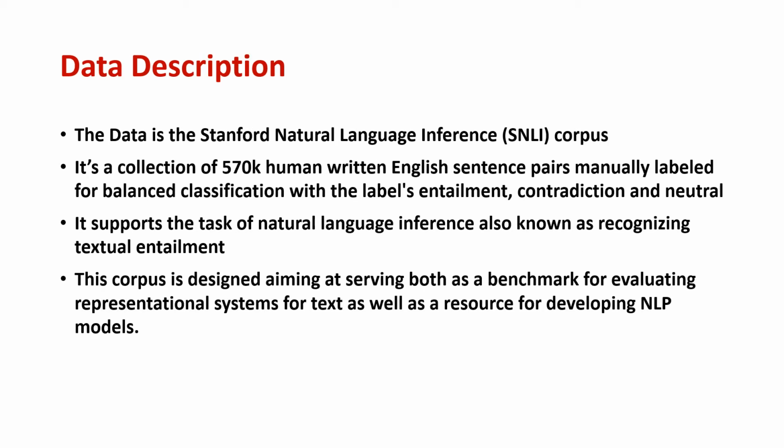The data description. We hope to collect or use the data from the Stanford Natural Language Inference SNLI corpus. This corpus is a collection of 570K human written English sentence pairs manually labeled for balanced classification with the labels entailment, contradiction, and neutral. It supports the task of natural language inference, also known as recognizing textual entailment. This corpus is designed to serve both as a benchmark for evaluating representational systems for text, as well as a resource for developing NLP models.